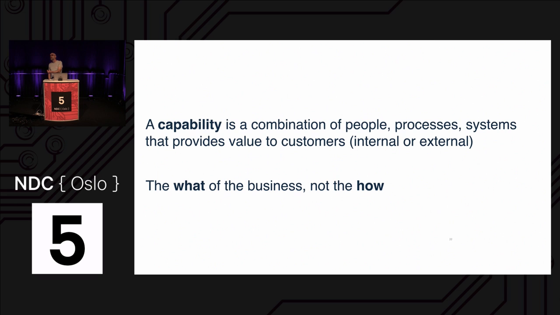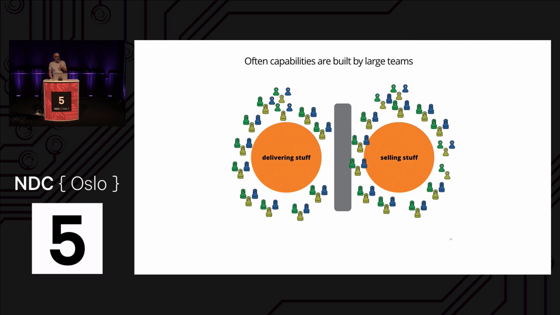How they order them, that might change. How they're delivered, that might change. The suppliers they use, that might change. But the fact that they need to order things is stable. It's a stable part of the business, and that's where the capability is. So what I see quite a lot is that capabilities are built by large teams.